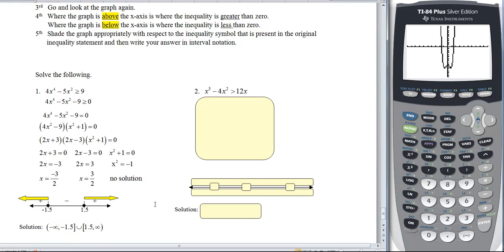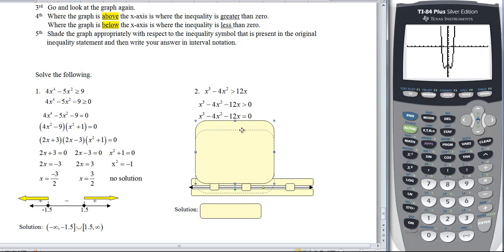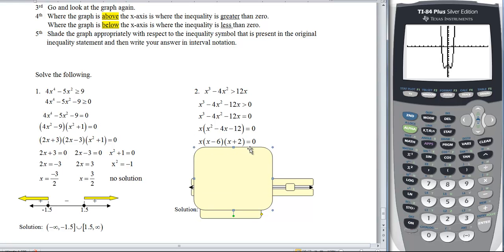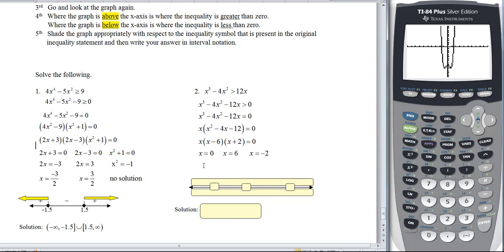So there's that one. Let's try this one. First thing, bring everything over to the left-hand side. I know I'm going to have open dots. Make it equals. And I like to factor. So if you'll notice, I can factor out an x, and x is common to all. And this probably, 6 and 2 would work. x minus 6, x plus 2. And set them individually equal to 0. So x would be 0, x would be 6, x would be negative 2.